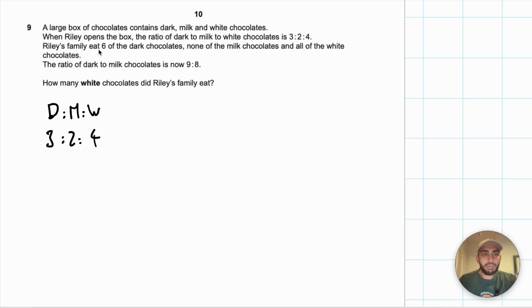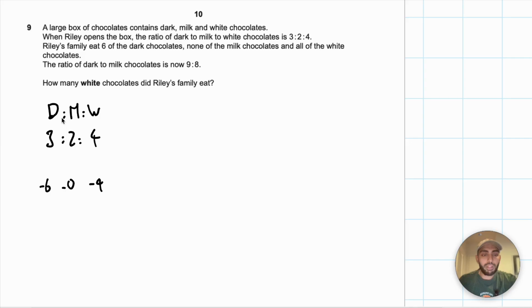Riley's family eat 6 of the dark chocolates, so they're going to take 6 away from there. None of the milk chocolates, so they're taking none away from here. And all of the white chocolates, so all of these whites. The ratio of dark to milk is now 9 to 8. How many white chocolates did Riley's family eat?